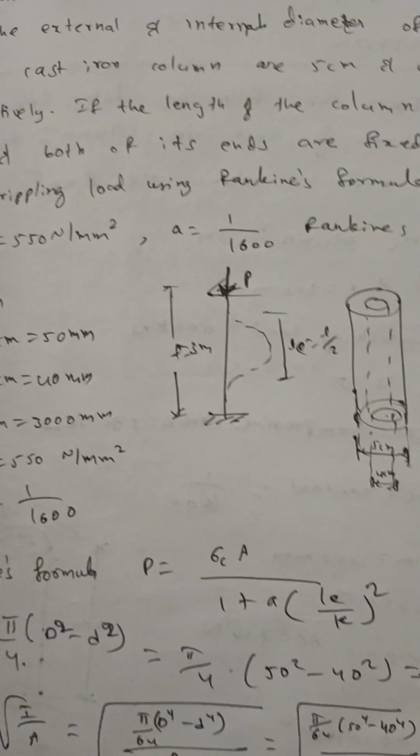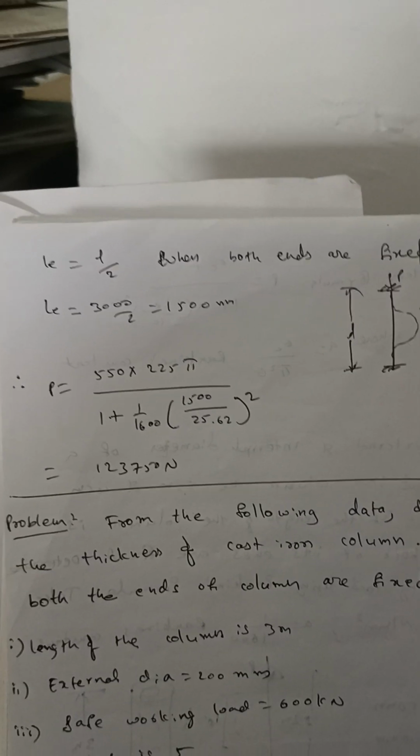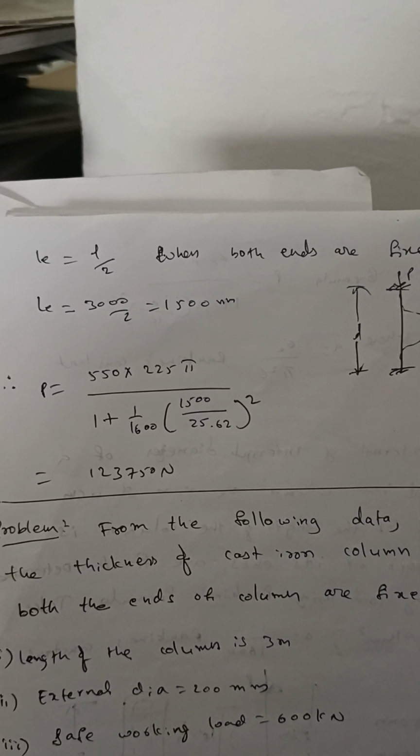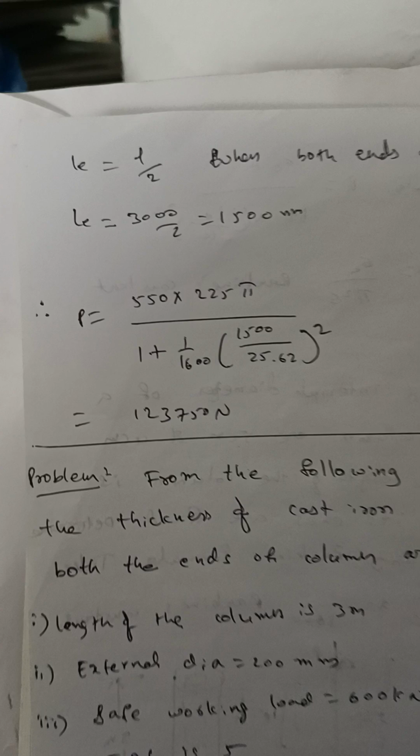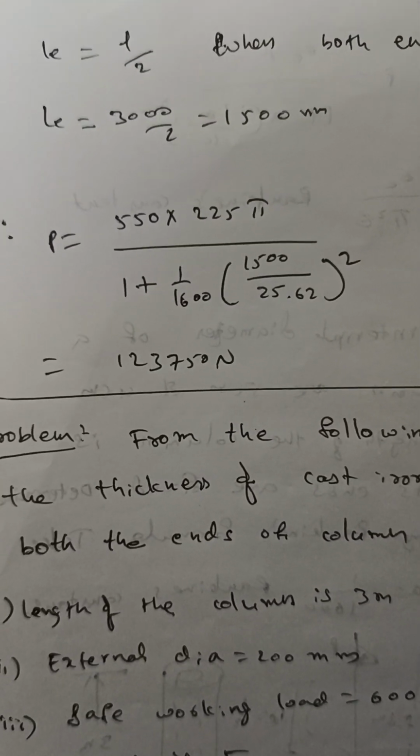Substitute all these values in this formula, and instead of LE, we need to substitute L by 2 because both ends are fixed. So LE will be 3000 by 2, that is 1500 mm. If you substitute all these values, you will finally get the crippling load as 123750 newtons.